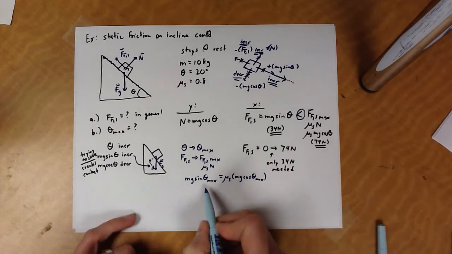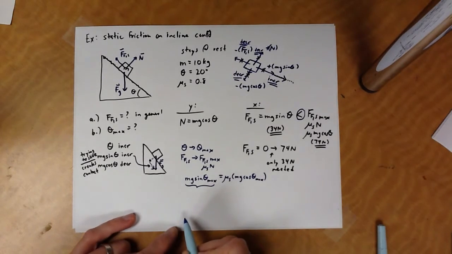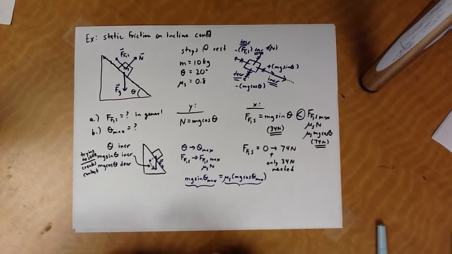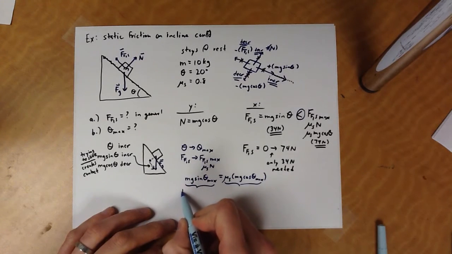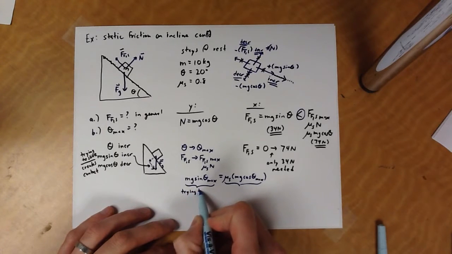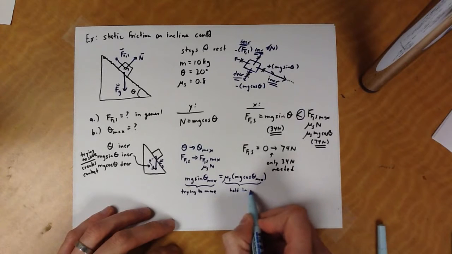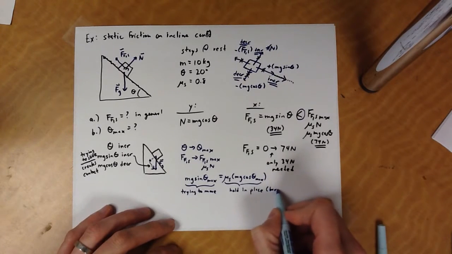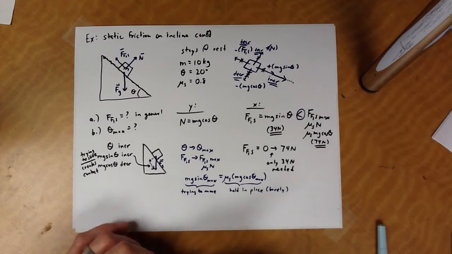So this is basically a statement that the force trying to move it is now so large that static friction has to be at its maximum value to keep up. So this is an expression which can actually be solved. Okay, so this is trying to move it, and this is holding it in place, and because we've invoked the maximum value, it's barely able to hold that in place. Now we can solve here.